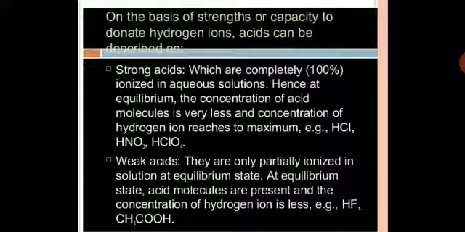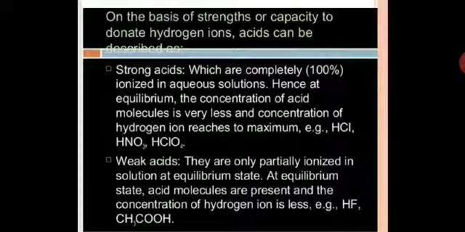Weak acids are partially ionized, that means they dissociate and give H plus ions in a very small amount. Examples are acetic acid and HF, hydrogen fluoride. Here the dissociation will be very less and very few H plus ions will be given out. However concentrated a weak acid you take, it will remain weak. Even if it is highly concentrated acetic acid, 100% glacial acetic acid, it will remain a weak acid.